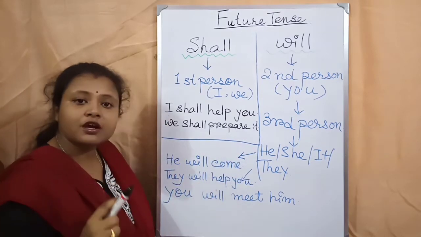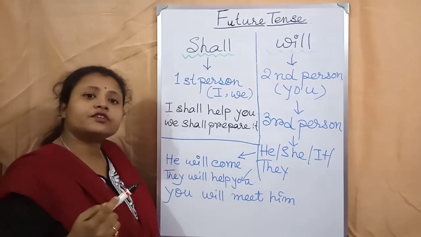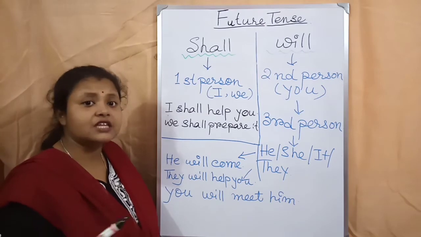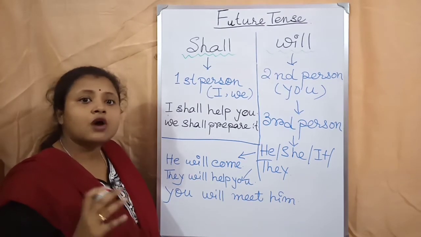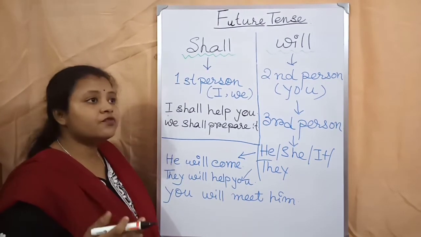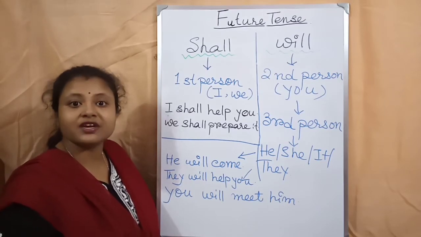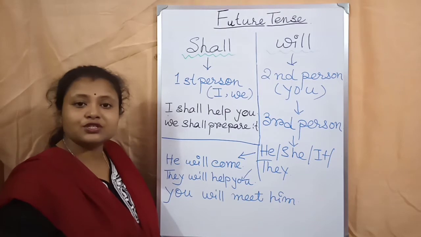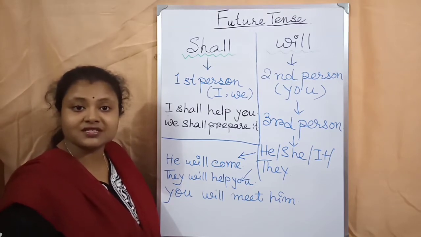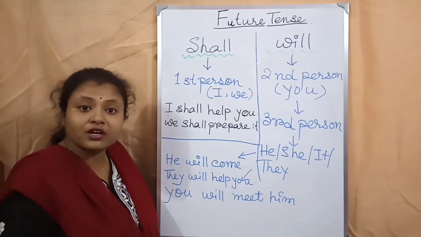But the question may come to you that after we also, we can write will. So how can you write it? We will overcome the situation that we are now going through. We all are going through some tough situations right now, isn't it? So we will overcome it.